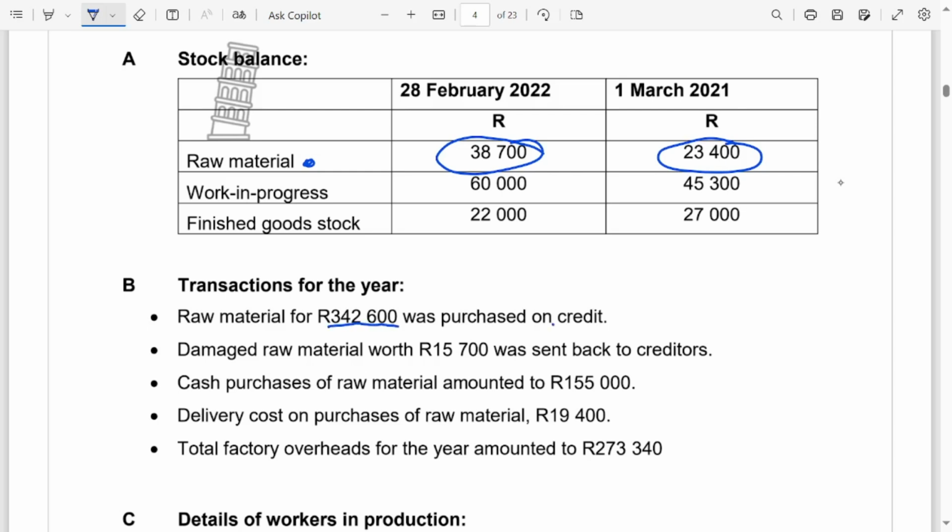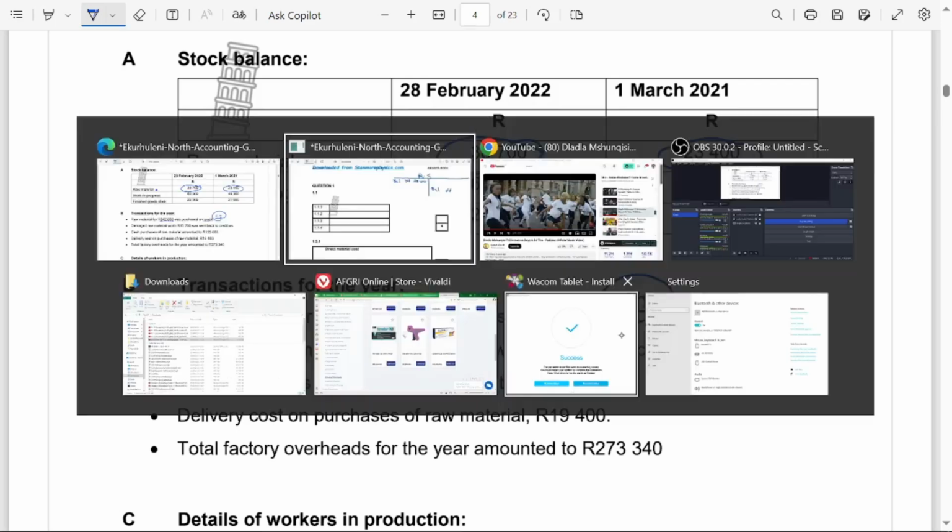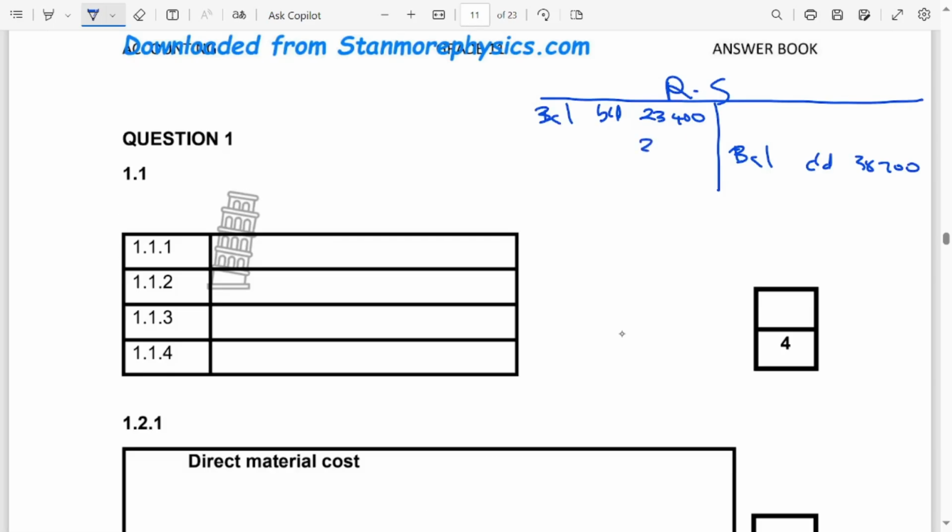342,600 was purchased on credit. So what happened here is that we bought the raw material on credit. So that is a CJ. The raw material is increasing. So let's go and increase this 342,600. It's going to be the creditors control. Just going to write it in short because of space.